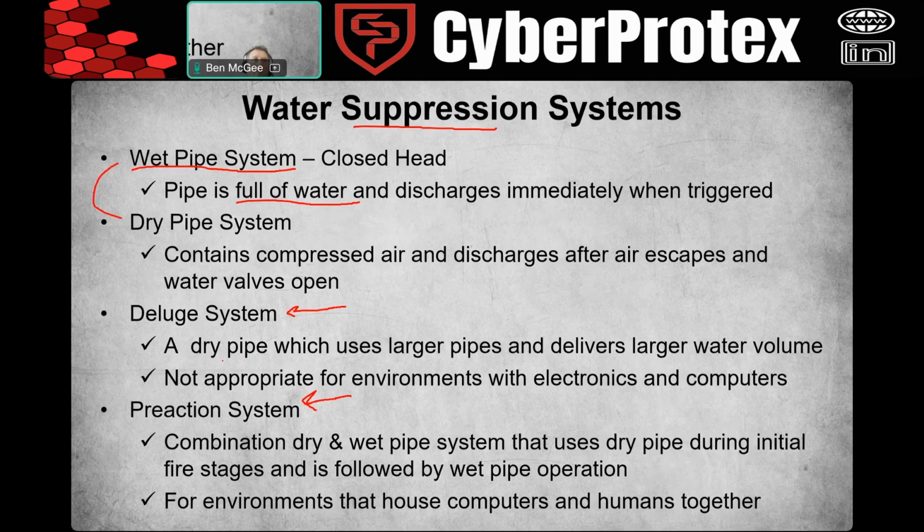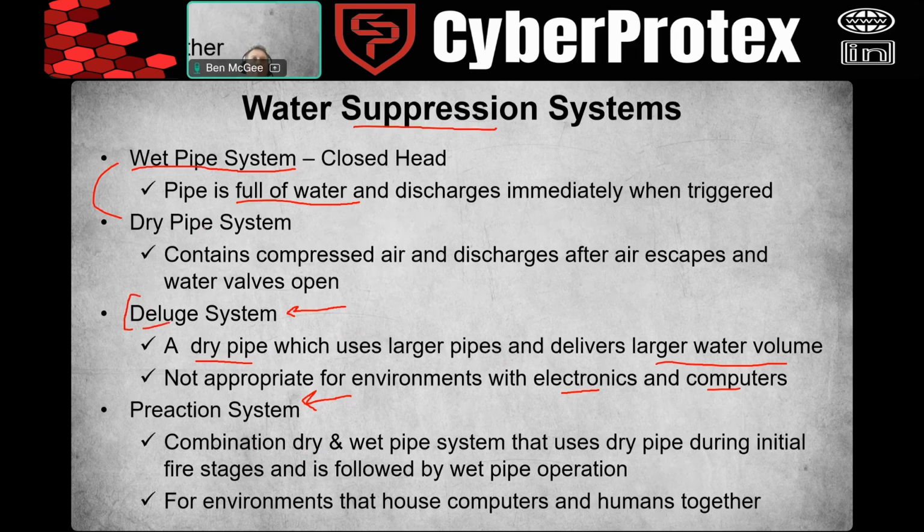The deluge system is a type of dry pipe that just absolutely overwhelms with a huge amount of water volume. You obviously shouldn't use that for things with electronics. So the deluge, just like the people in Florida are feeling right now, getting hammered with a bunch of rain, that's really the context. It's that overwhelming amount of water.